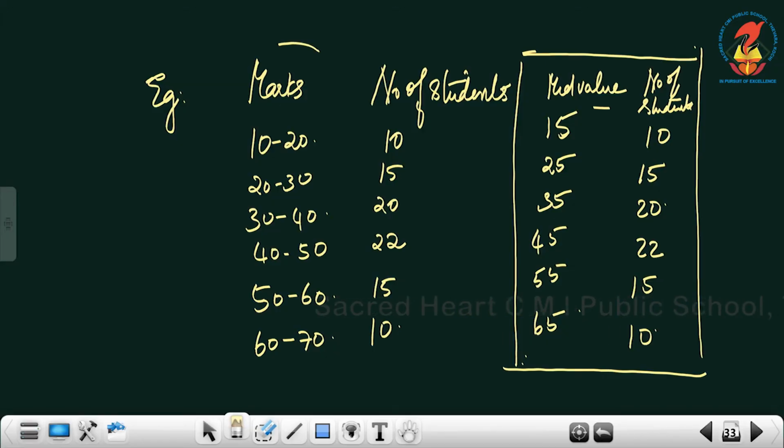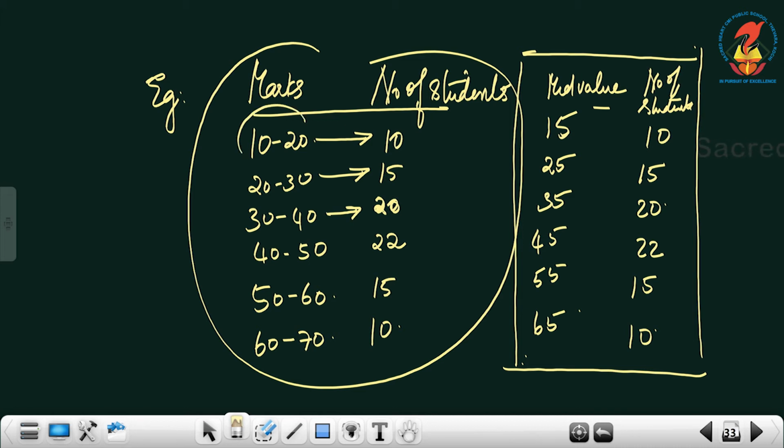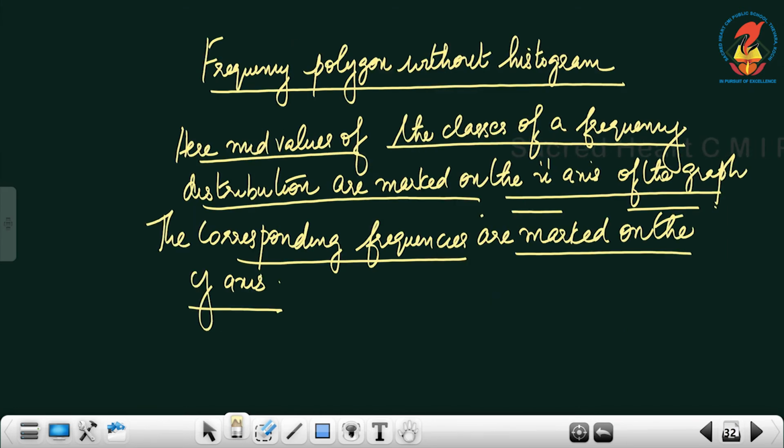This is the initial data. If it was a frequency polygon with histogram, what are we supposed to do? 10 to 20 we will mark 10, then 20 to 30 we will construct a rectangular bar for 15, then 30 to 40 we will construct a rectangular bar for 20. This is how we do it for a frequency polygon with histogram. Without histogram, what has to be done? You have to convert these class intervals to mid values. That is what is explained here.